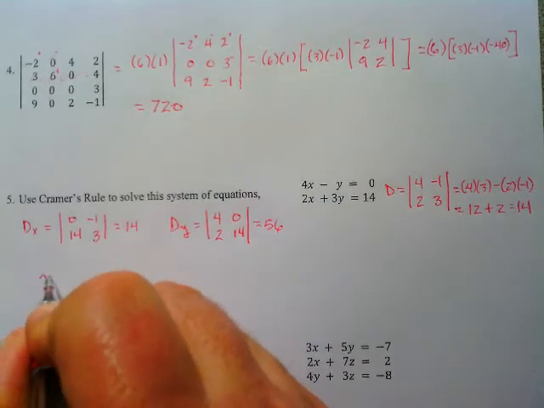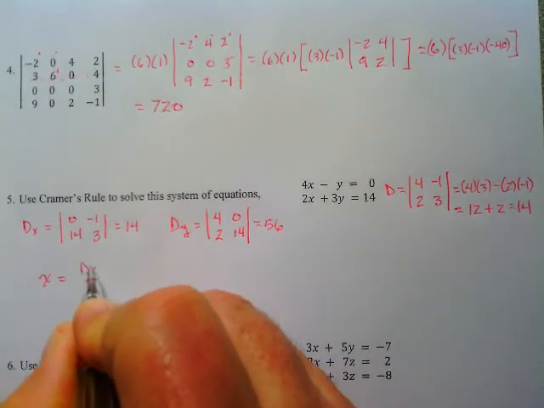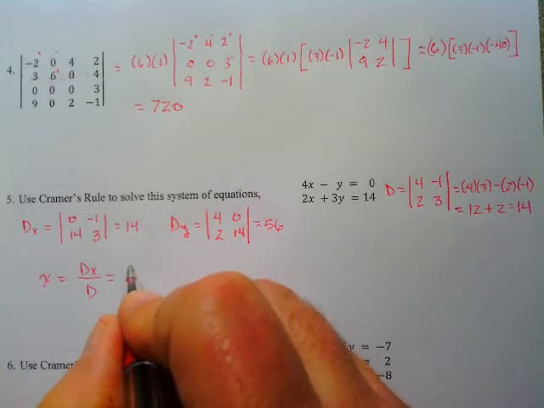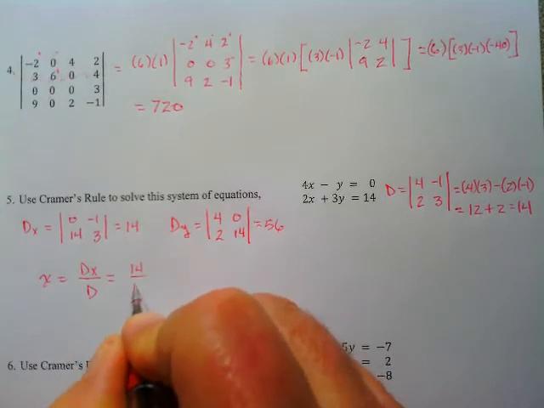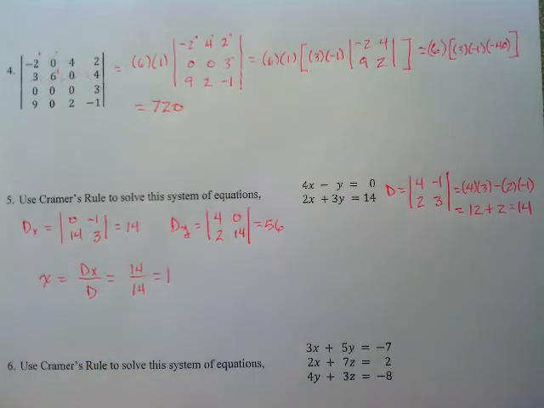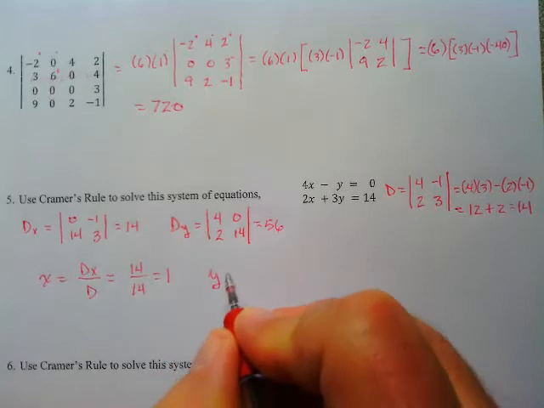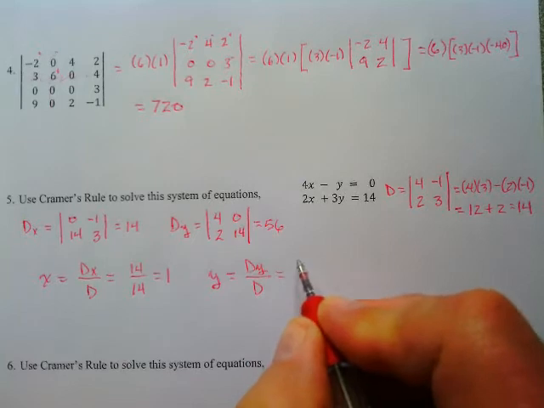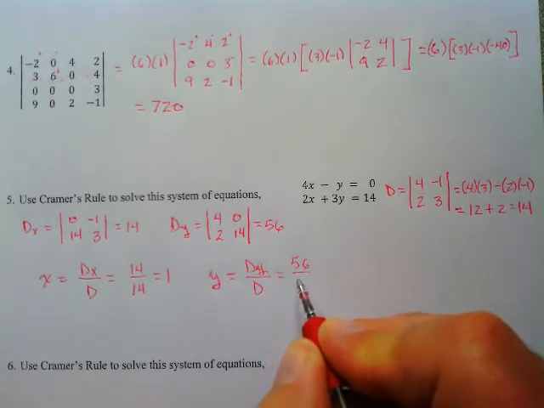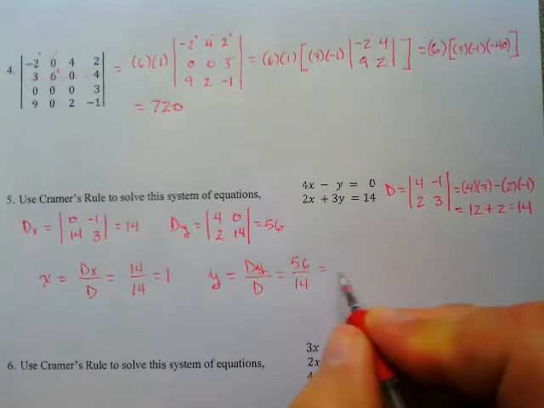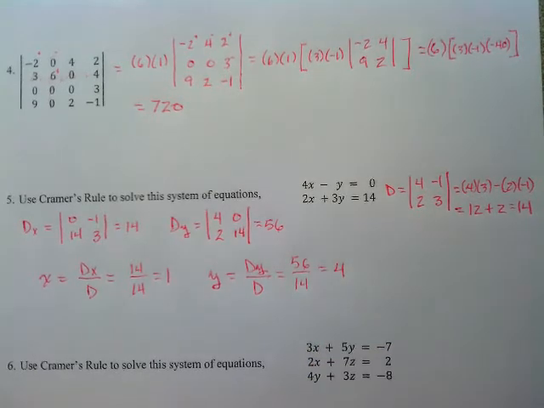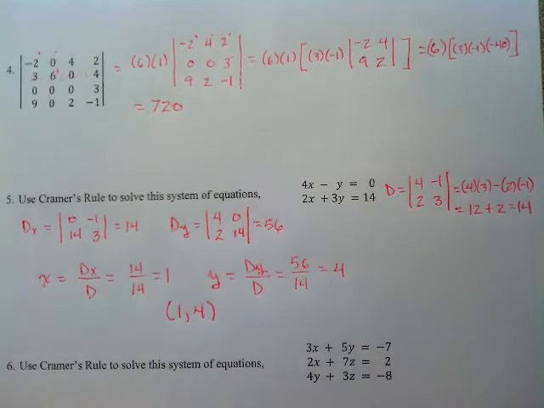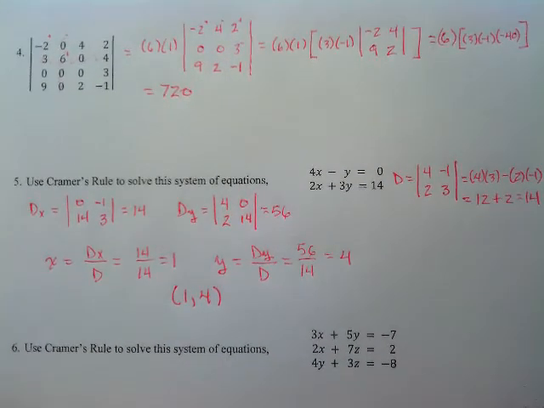And so my x, which is dx over d, will be 14 over 14, which is 1. My y will be dy over d, which is 56 over 14, which is 4. And so my solution is 1, 4.